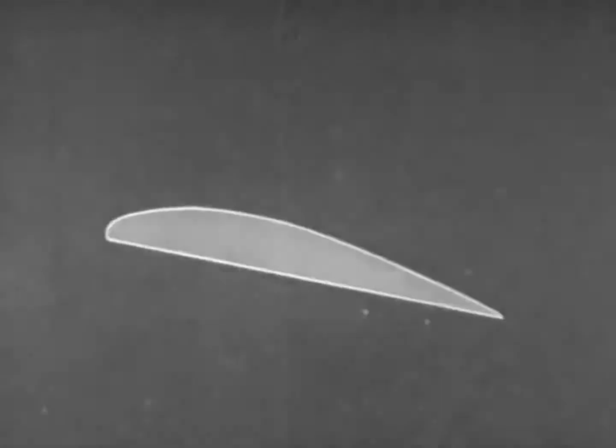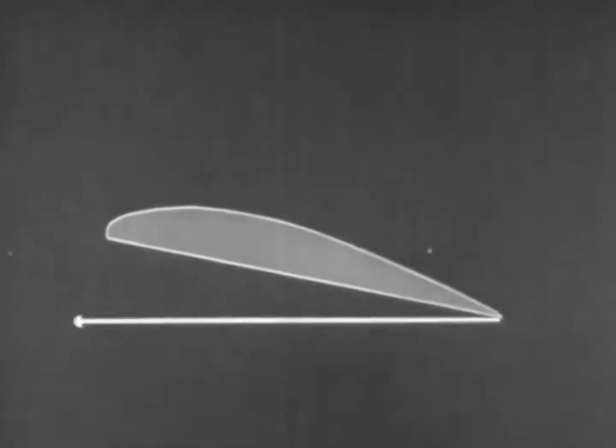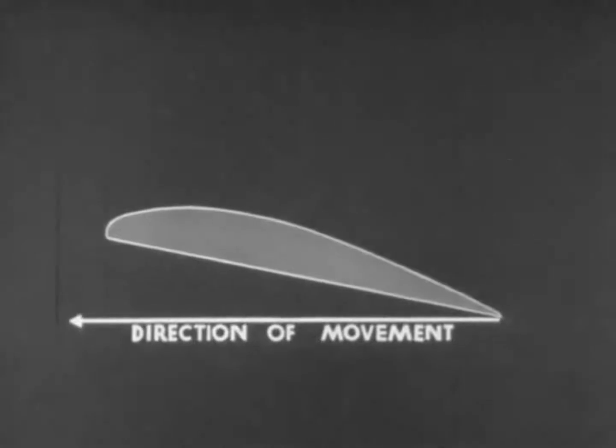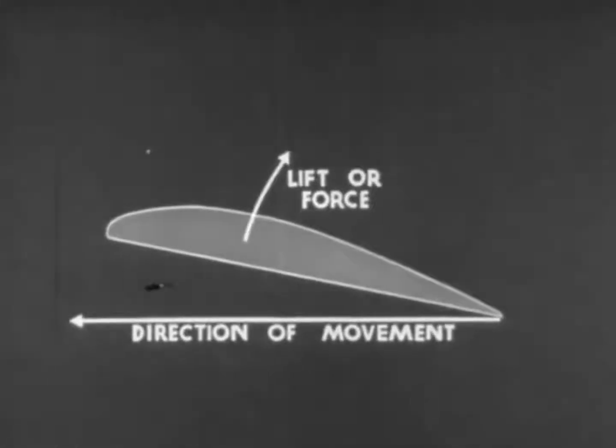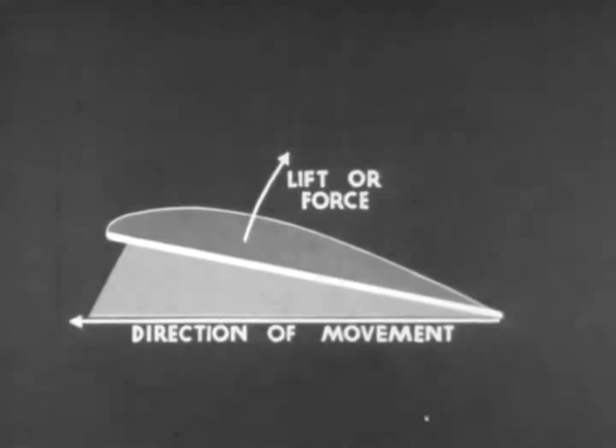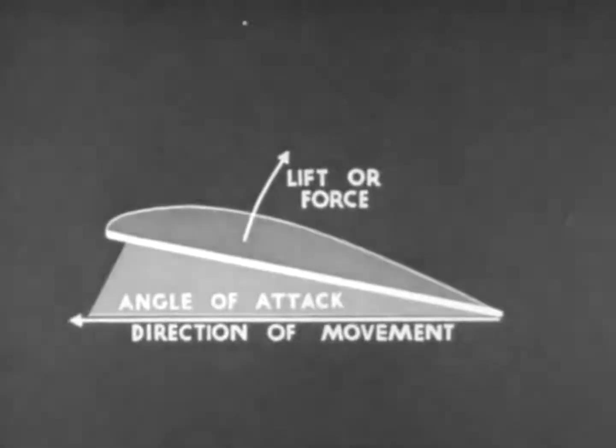Since a propeller blade is fundamentally an airfoil, it may be helpful to review airfoil principles. An airfoil with direction of movement like this produces a lift or force like this. The angle that the chord line of the airfoil makes with the direction of movement is called the angle of attack.